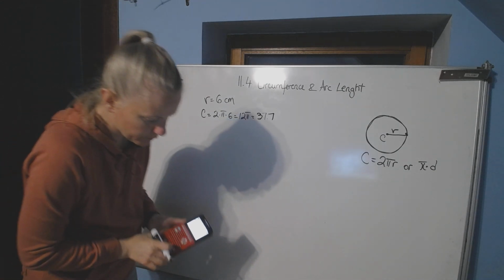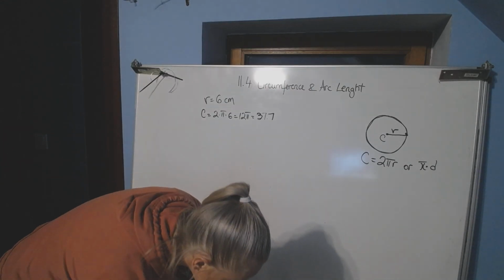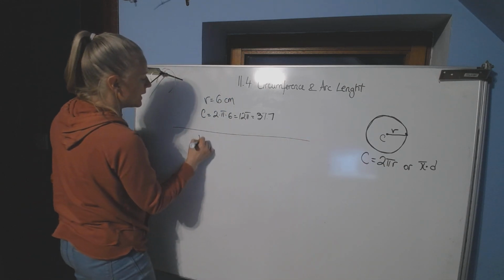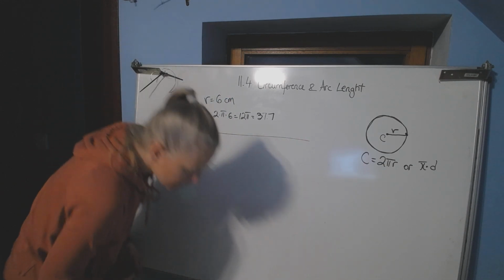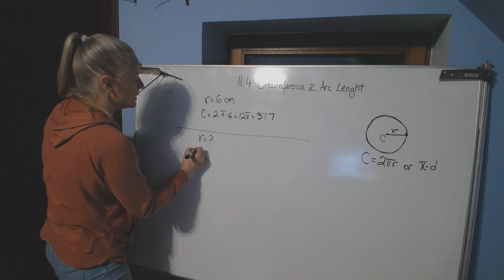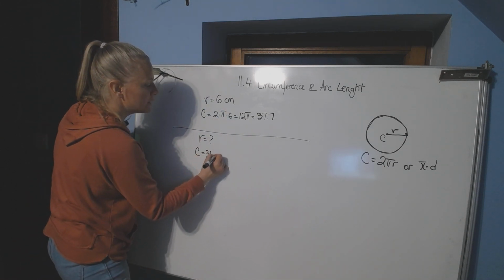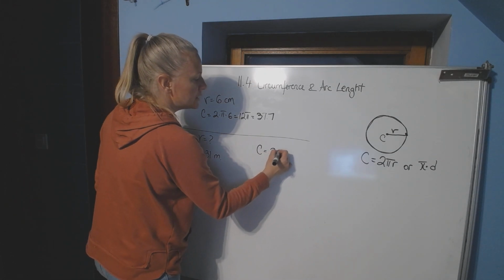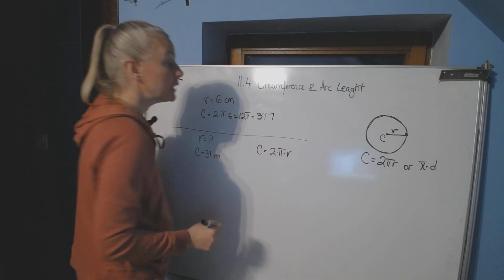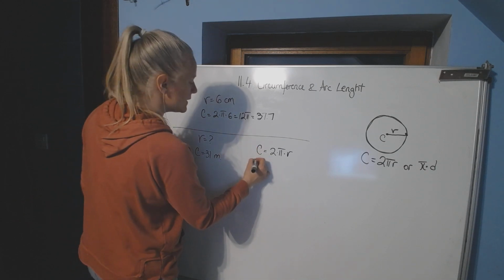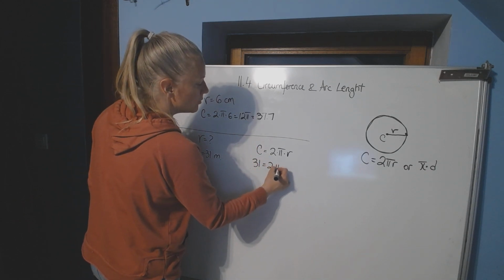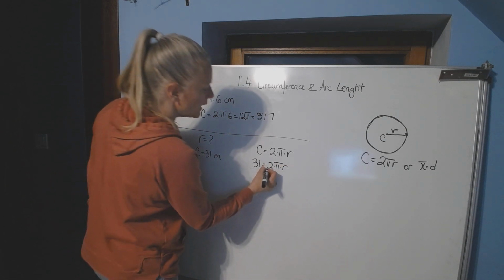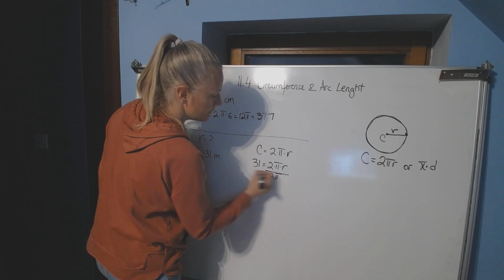Really, it's just calculator work knowing your formula. On part B, it says find the radius of a circle. What is the radius if the circumference of the circle is 31 meters? I know that already. Here's my formula. Circumference is 2 times pi times r. I'm going to plug in everything that I know. 31 equals 2 pi r. Remember, pi looks funky, but it's a number. So all I need to do is divide by 2 pi. I need to get rid of it.